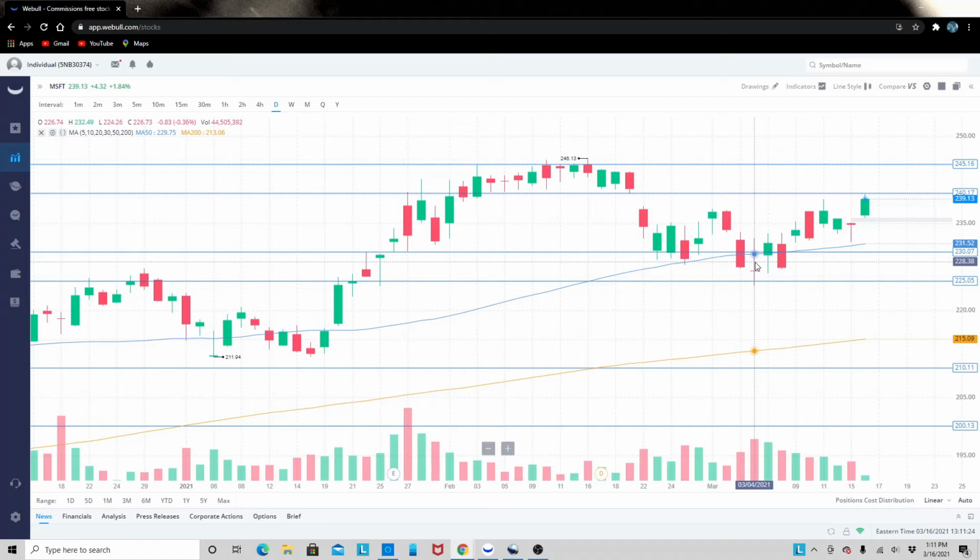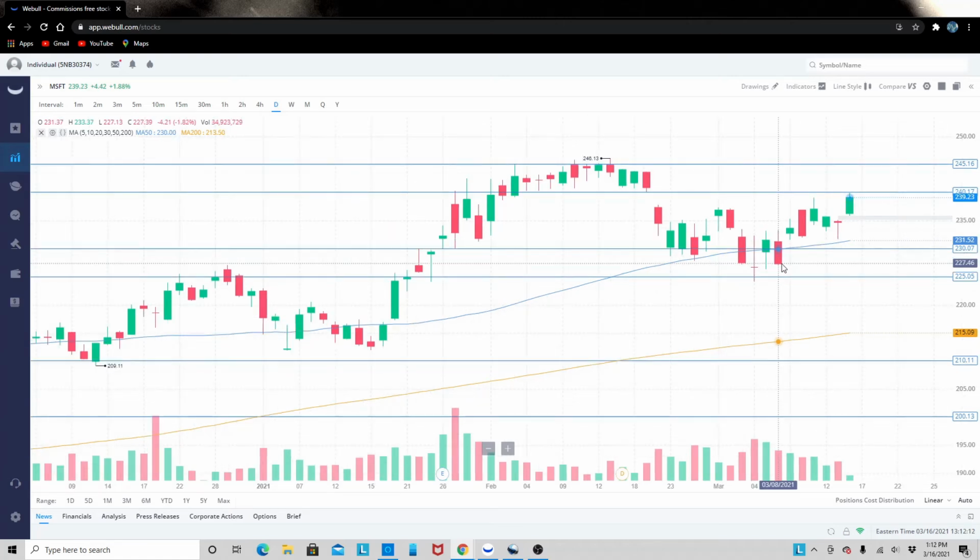But it did recover from that 225. Our support did hold up, and we saw a little bit more volatility over here. And finally, we saw on the 8th, that was a big selling day right there. It was a rough day for big tech also, so that was a bad day. We saw it come down and test that 225 again, but again, it held up. So it traded in between that 225 and 230 during the worst of the correction.